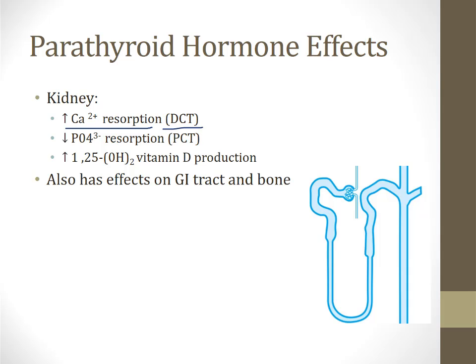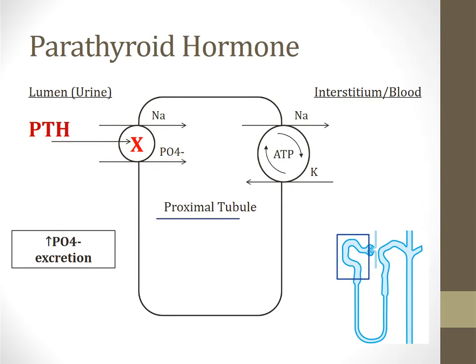It will also decrease the reabsorption of phosphate in the proximal tubule. This will lead to more phosphate elimination in the urine. And then finally, it will turn vitamin D into its active form, 1,25-hydroxyl vitamin D, in the kidneys. Now, parathyroid hormone also has effects on the GI tract and bone, and I talk about those in more detail in the parathyroid video.